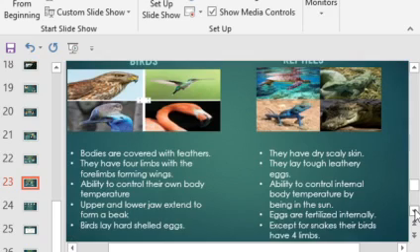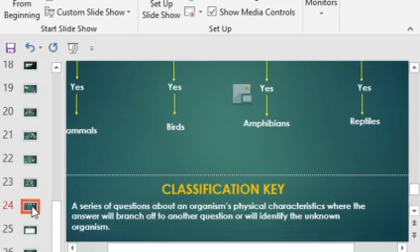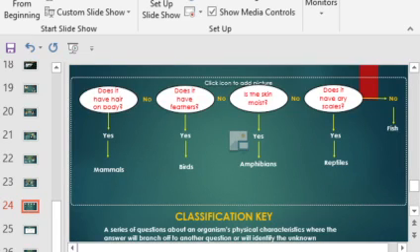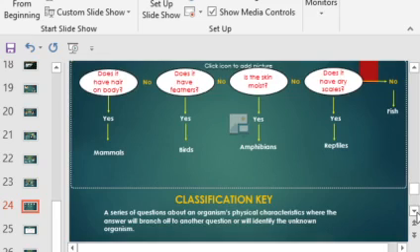So to wrap things up, we are going to look at the classification key. So this is the classification key, an example of it. The classification key is a series of questions about an organism's physical characteristics where the answer will branch off to another question or will identify the unknown organism.